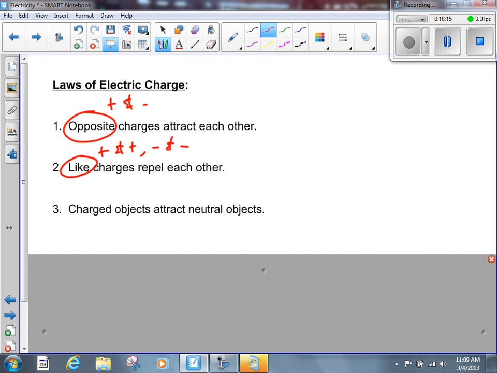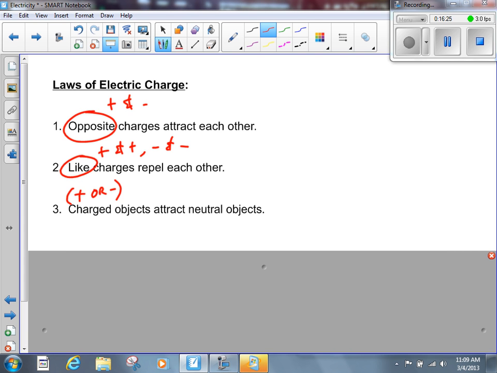The third one's a little bit trickier. Charged objects, so objects that are either positive or negative, attract neutral objects. We're not saying that a proton attracts a neutron, because it actually doesn't. A proton doesn't attract a neutron electrically. It does using another force, but not an electric force.